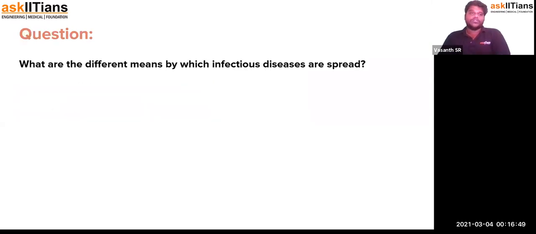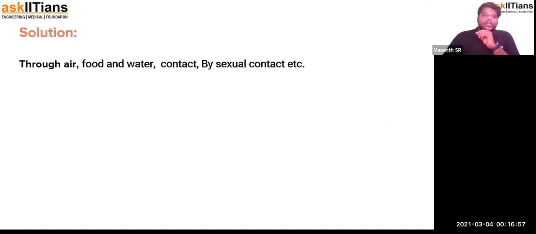The next question: what are the different means by which infectious diseases are spread? There are several means through which infectious diseases are spread: air, food, water, and also contact, like physical contact, and sexual contact; I told you about sexual intercourse, right? These are the most important ways through which microorganisms spread from one organism to another, and the infection is spread and the disease is formed.